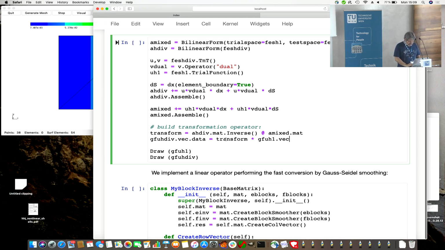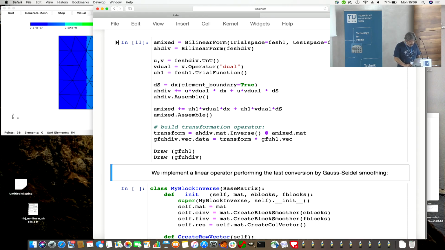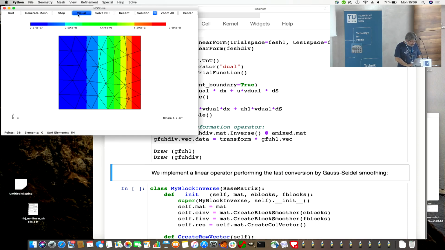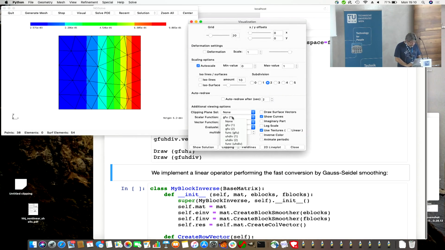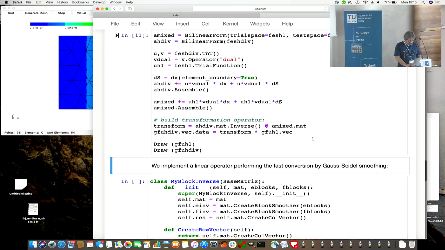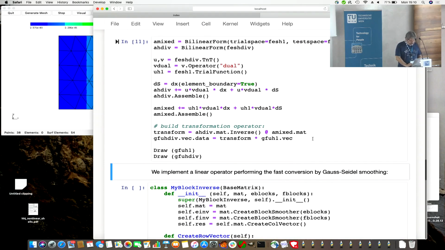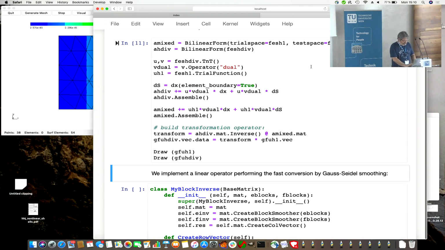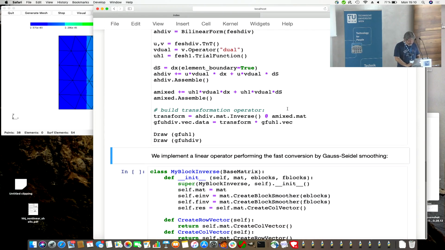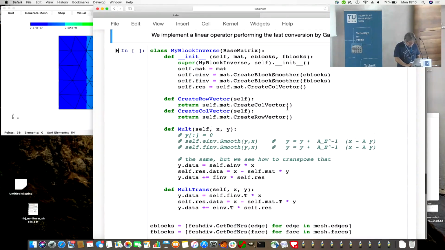Applying now this transformation matrix embeds an H1 function into an HDiv function. And both of them should look the same. One is the H1, this is the HDiv function. Okay, so these dual operators are a pretty new concept in NGSolve, going from space to space. Big thanks to Michael Neunteufel, who has contributed most of these dual functions.